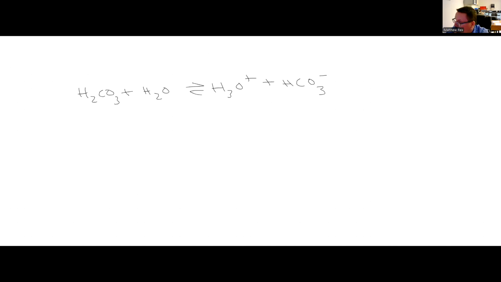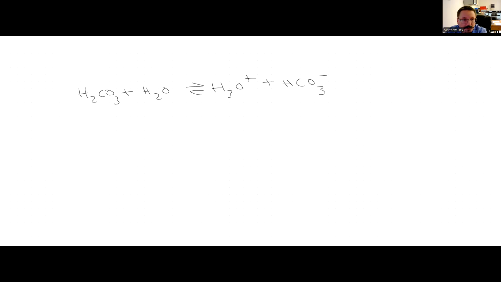We may need to consider the second ionization for the carbonate concentration or bicarbonate concentration reducing, except the second ionization is much smaller than the first. So we're only going to deal with the first in this instance, because the second one is going to probably produce a negligible change essentially.